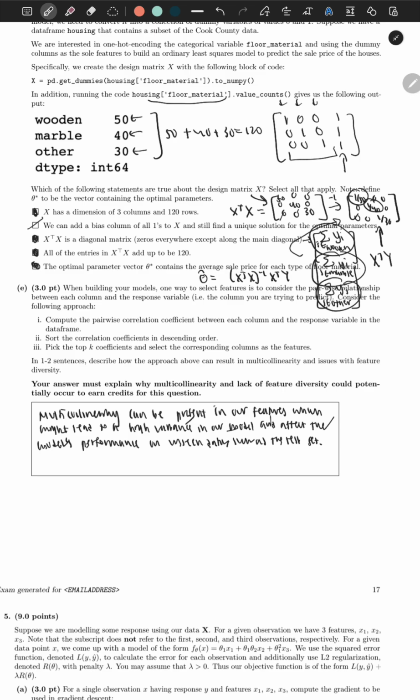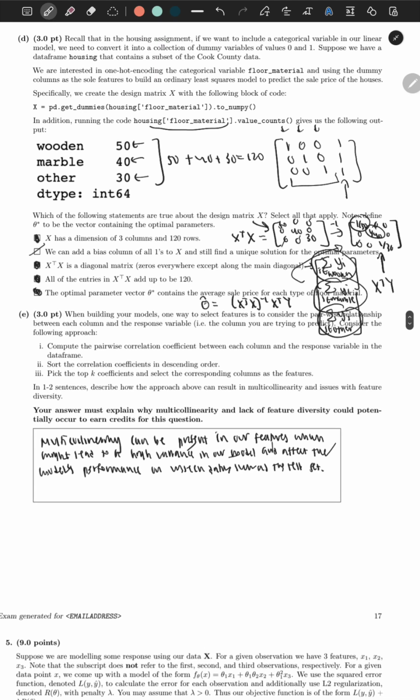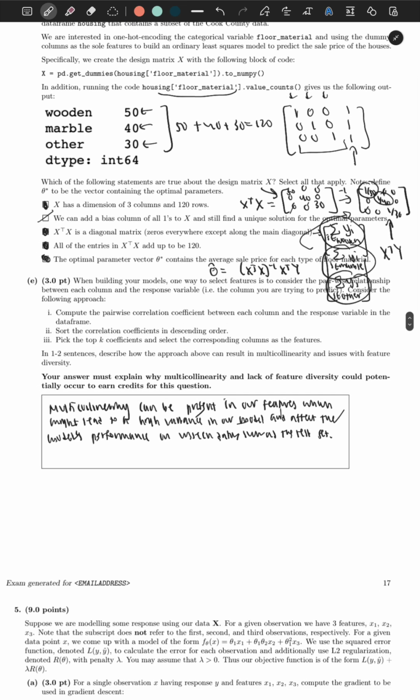Okay, and something else is that with this approach, there is no really feature diversity, because every single time we do this approach, we're going to just get the same correlation coefficients for all the columns. And we're just going to end up using the same fixed set of columns in our design matrix. We're never going to get a different set of columns or a different combination of columns. And this can limit our feature diversity when we build our model.